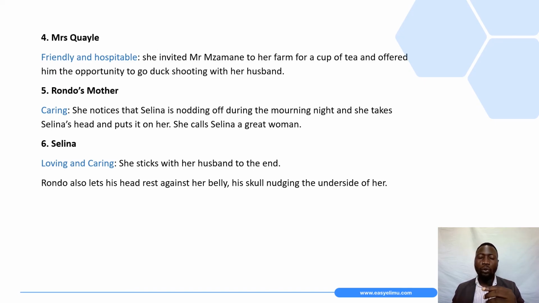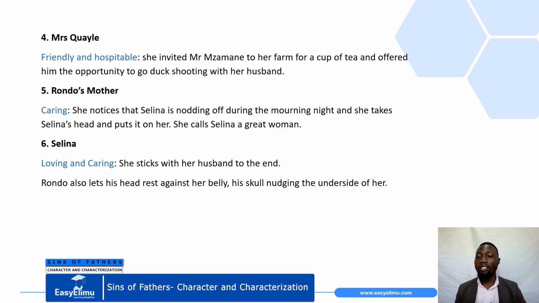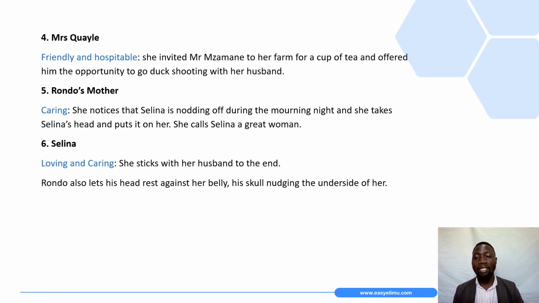We also have Rondo's mother. Rondo's mother can be said to be loving and caring. Remember, when we talk about love and care, she takes Selina's head during the mourning night and puts it on her, when she notices that she is dozing off and not in a comfortable or a good position.